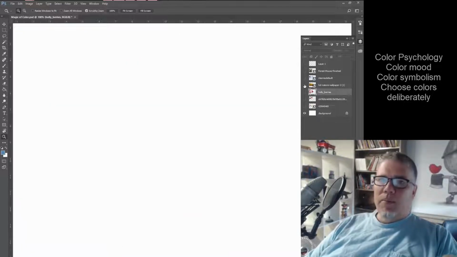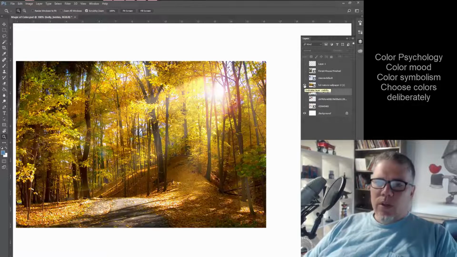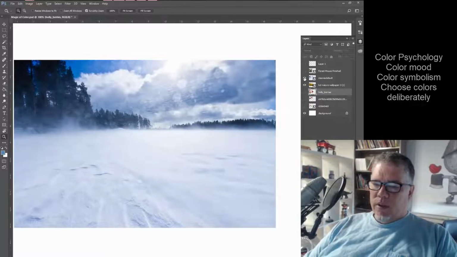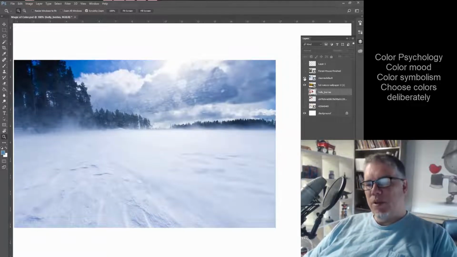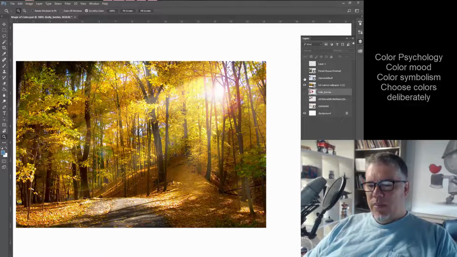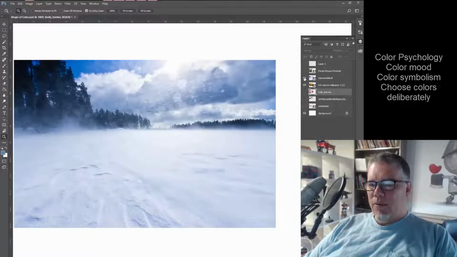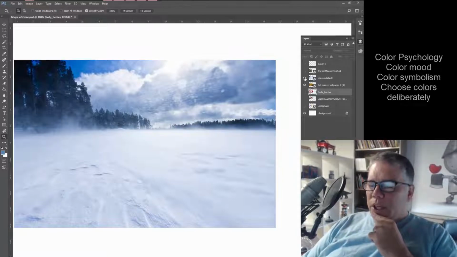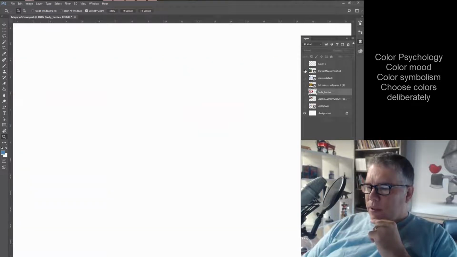Okay, now let's talk about mood a little bit. How do you feel when you look at this photo versus when you look at this photo? A lot of it, some of it is the image itself. But if we strip the color away and we went to black and white, would it feel the same? I don't think so. I think the color really has a lot to do with how we feel and how our brain perceives these images.